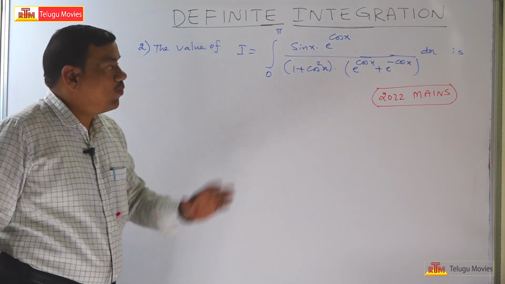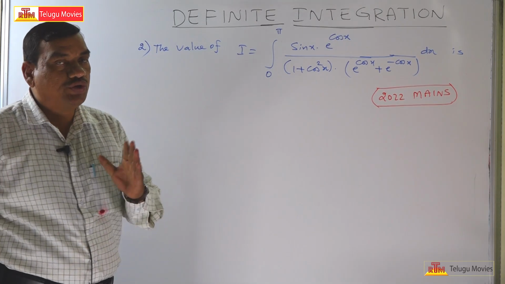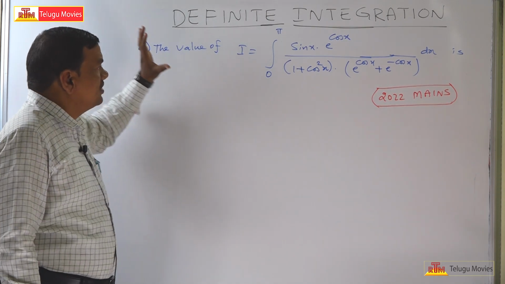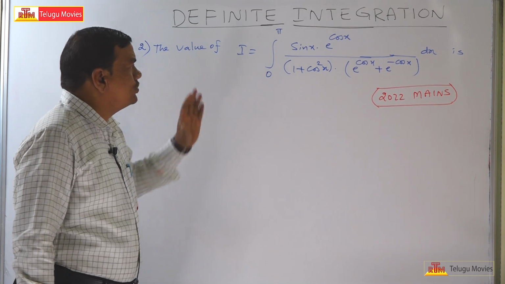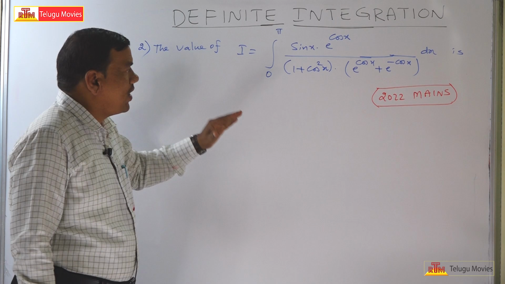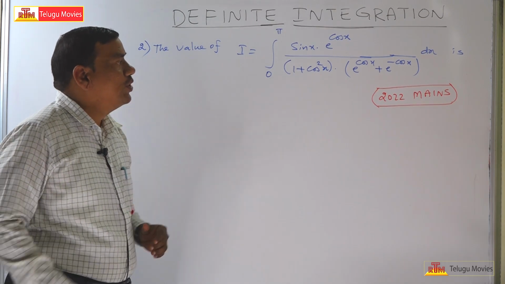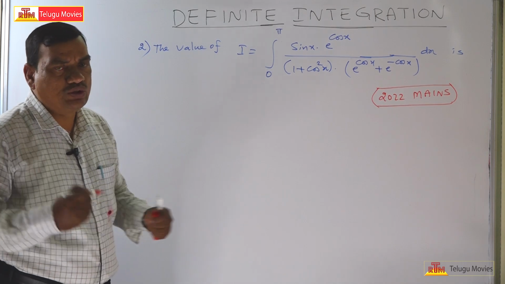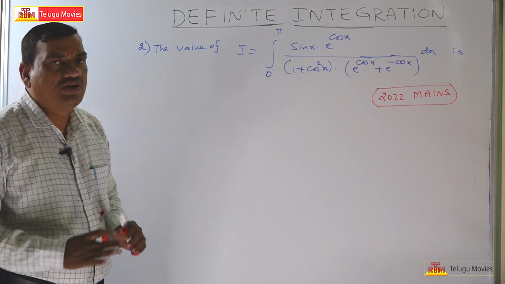Welcome to the second problem. This was also given in the 2022 JEE Mains examinations. A very easy problem. The value of I is equal to integral 0 to pi of sin x into e to the power of cos x upon 1 plus cos square x into e power cos x plus e power minus cos x dx. There is a very important formula here.